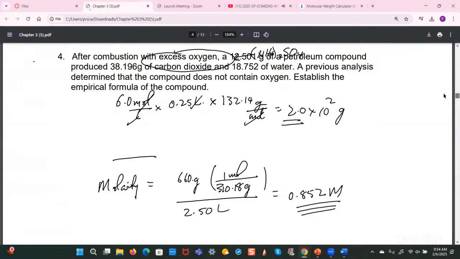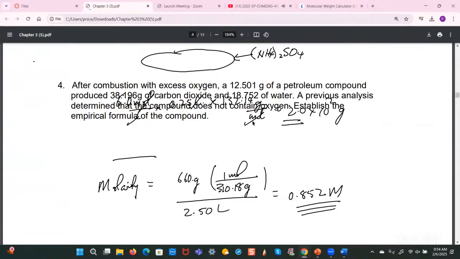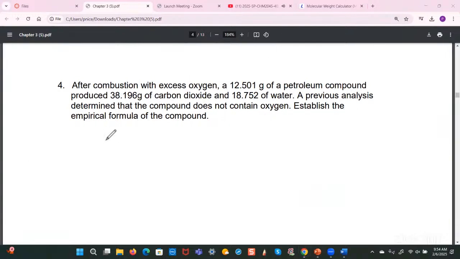Number 4 is a combustion question. Okay, so number 4 says after combustion with excess oxygen, a 12.501 gram sample of a petroleum compound produces 38.196 grams of carbon dioxide and 18.752 grams of water. A previous analysis determined that the compound does not contain oxygen. That's very important. Because what that tells you is that there's only carbon and hydrogen present, right? So the question is asking for you to determine the empirical formula for the compound.